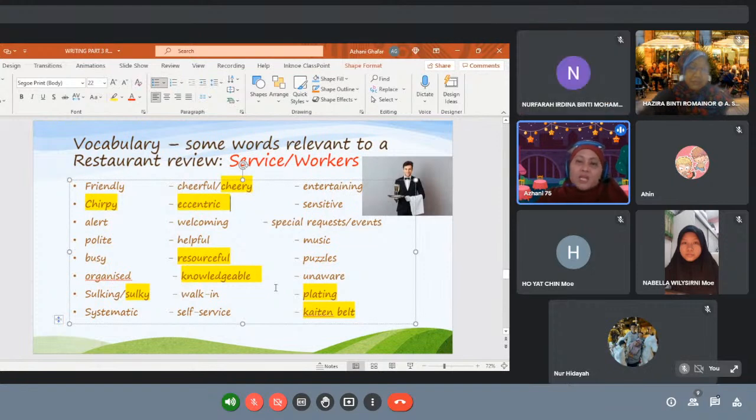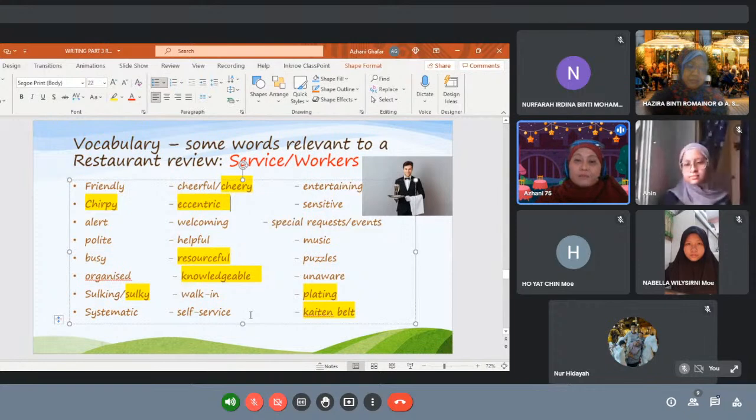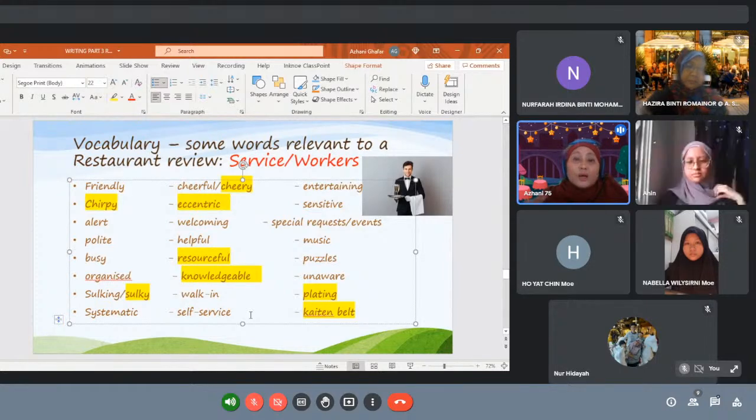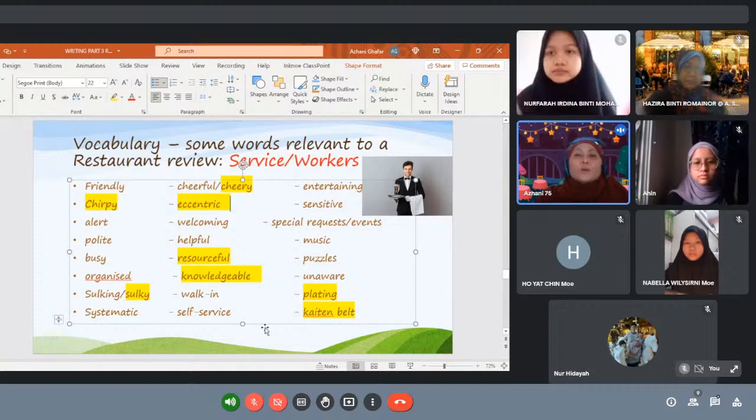Okay, knowledgeable. Maybe let's say you are at a restaurant for the first time. You want to try eating at this restaurant, so you are not sure of the menu. Maybe the names of the food there are so wow, so fancy. So the server, the waiter or waitress, must be knowledgeable. He or she must know his stuff.